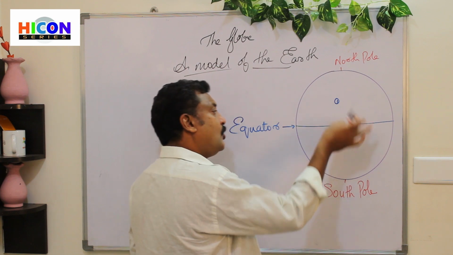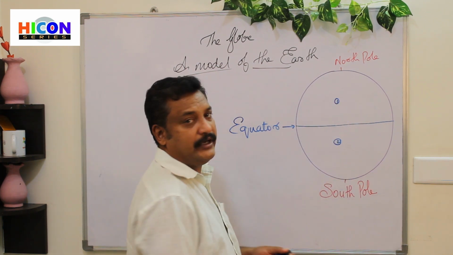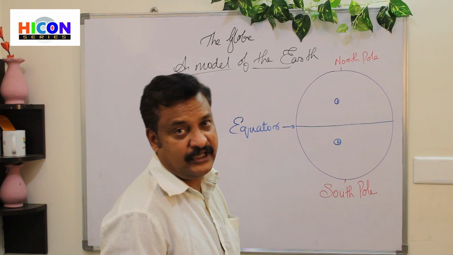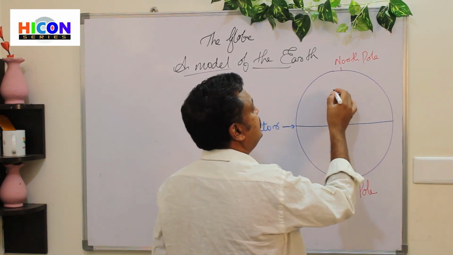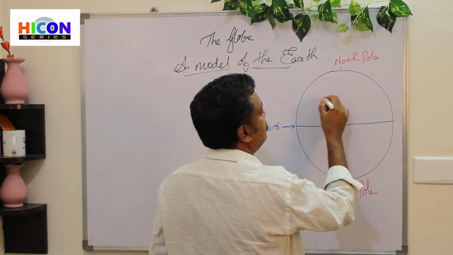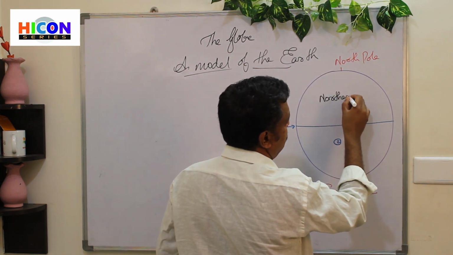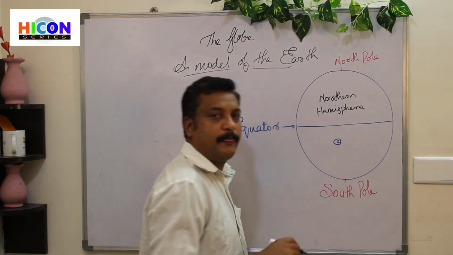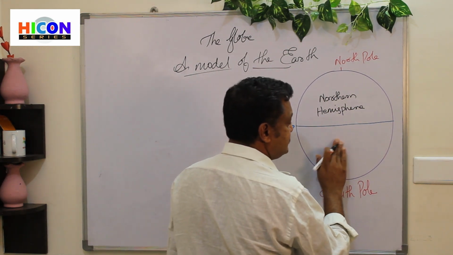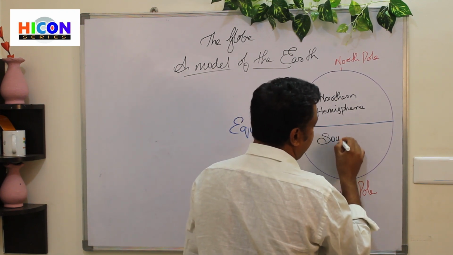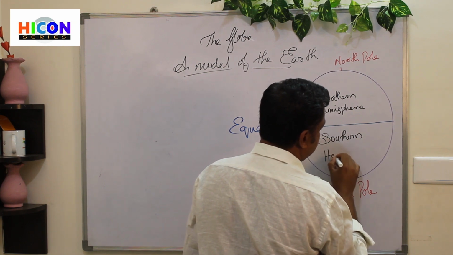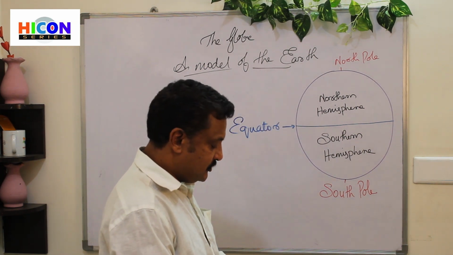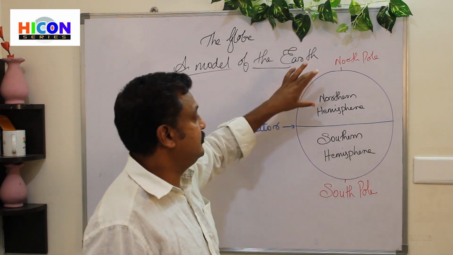So this is to the north of the equator, this is to the south of the equator. So as this is to the north of the equator, we call this the northern hemisphere. Northern hemisphere, and this to the south of the equator is called the southern hemisphere. Right? So the part of Earth to the north of the equator is called the northern hemisphere.